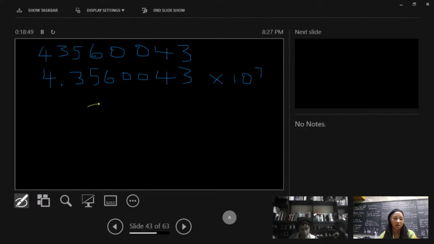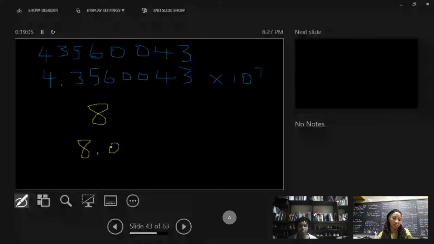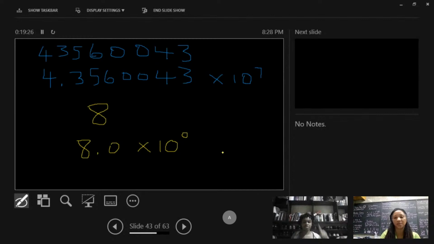Imani, how about that number? Write it in standard form. Okay, miss. Since it's a whole number, it would be 8.0, and to get it back to the original, we're going to multiply it by 10 to the 1 power. Sorry, 10 to the 0 power, because 10 to the 0 power is 1. Okay. Very good.